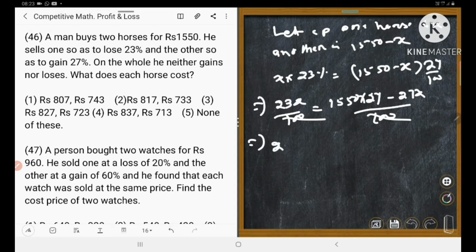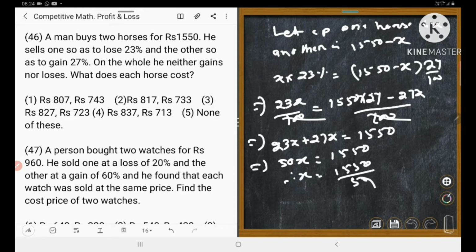So 23x plus 27x is equal to 1550 into 27. That implies 50x is equal to 1550 into 27, so x is equal to 1550 upon 50, which is 31 into 27. The CP of one horse is 837.